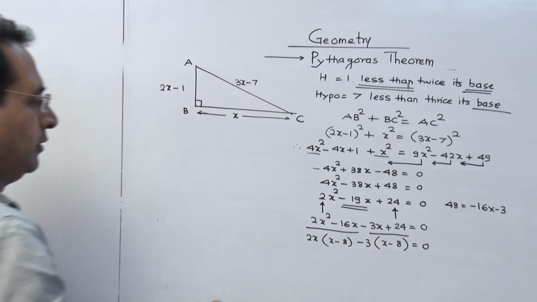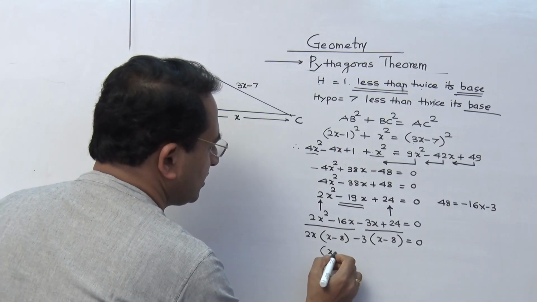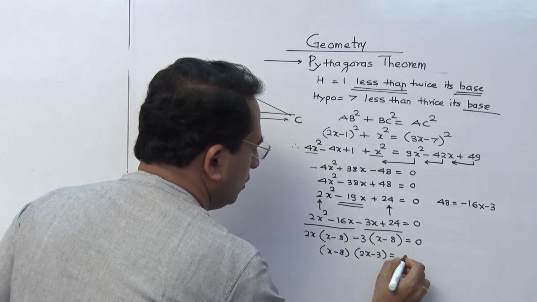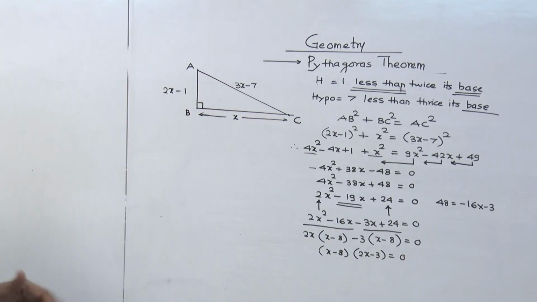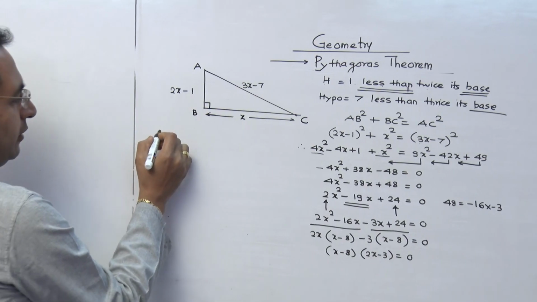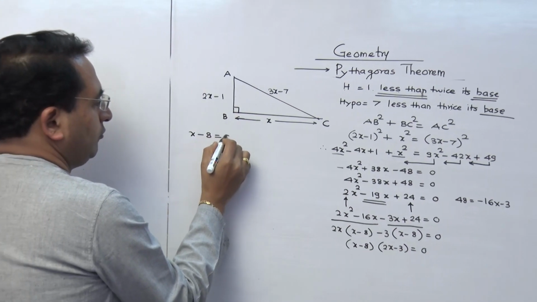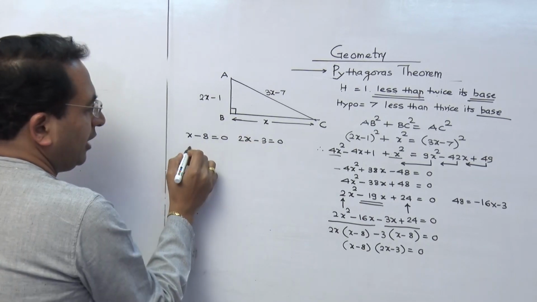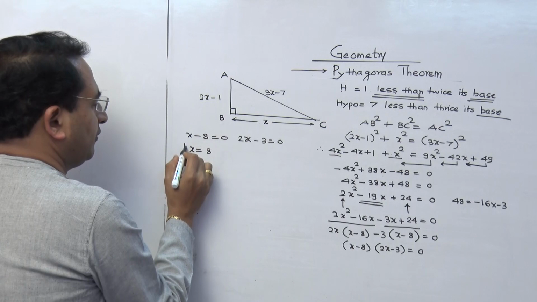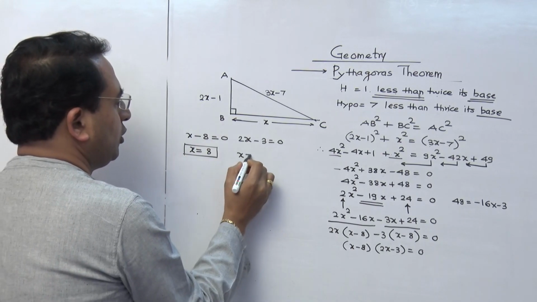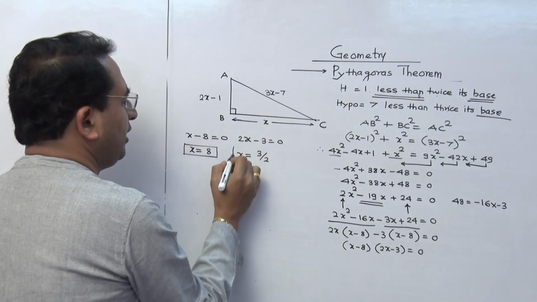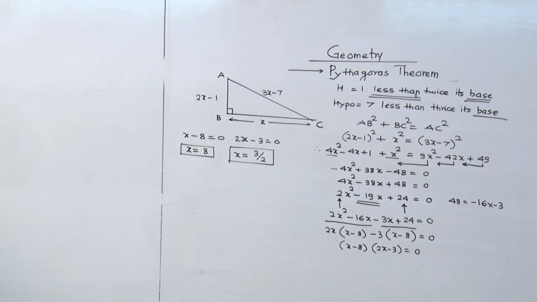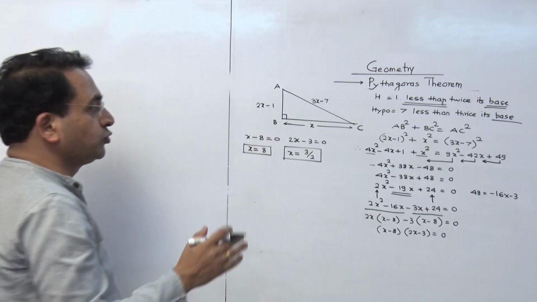Then what you have to write? It is (x minus 8) and (2x minus 3) is equal to 0. Then you are going to have, I am writing it over here, x minus 8 is equal to 0 and 2x minus 3 is equal to 0. Therefore, x is equal to 8. That is one of the answers, and x is equal to, now this answer will be 3 by 2. So, we are getting two answers. Now, 3 by 2 can be the value, but we have to check it.